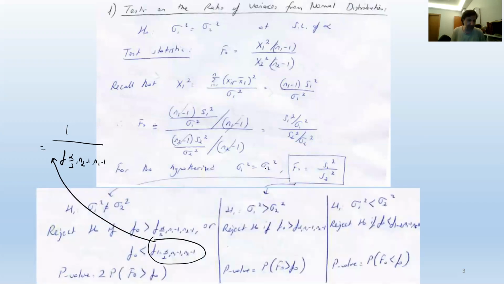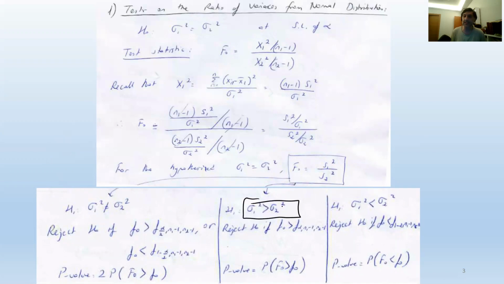So if the alternative hypothesis, on the other hand, is such that sigma 1 square is greater than sigma 2 square, we are going to be interested in only one side here. Therefore, this upper critical value is going to be equal to the F distribution at a significance level of alpha and the corresponding degrees of freedom. And the p value is going to be the probability of F0 being greater than the determined F0 value, so any F distribution value greater than the computed one.